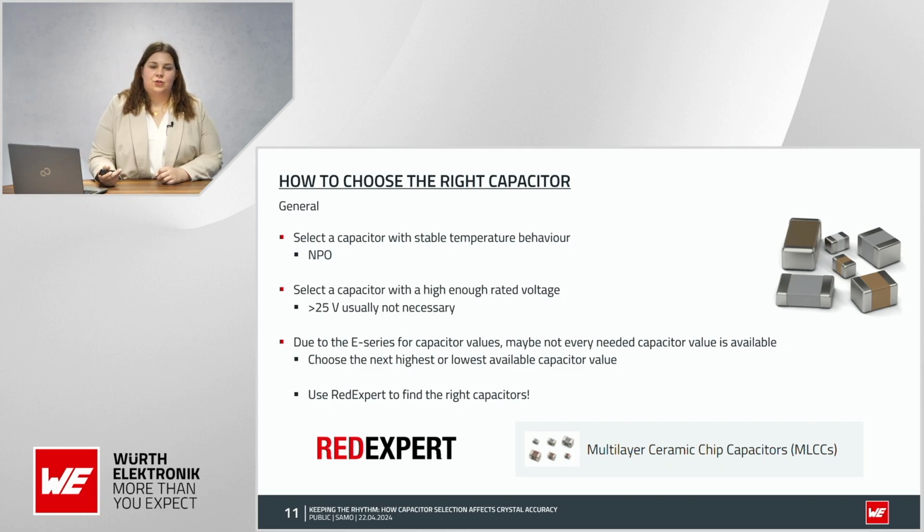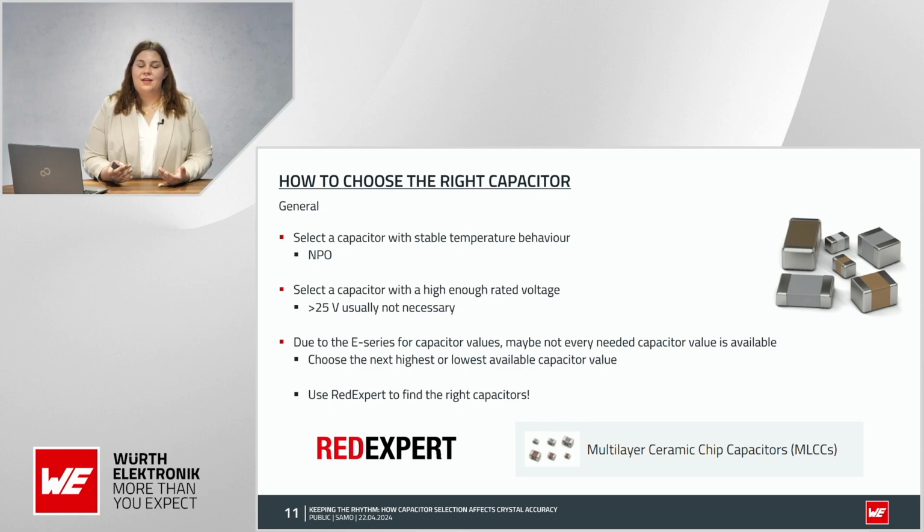Then what voltage should you choose? Typically I would say you don't need anything bigger than 25 volt as a rated voltage value. But be careful here and check the microcontroller datasheet. The microcontroller datasheet should give you information about how much the voltage can vary or what the rated voltage should be.